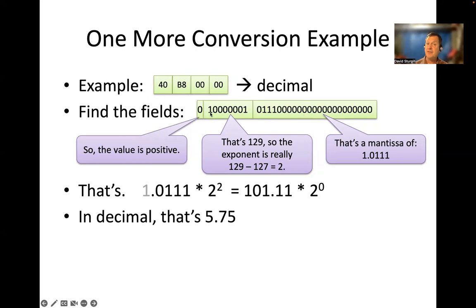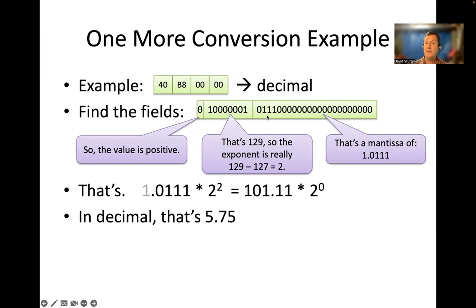The exponent, well, it's 1, 0, 0, 0, 0, 0, 0, 1. That's 129. So that's really 127 bigger than the actual exponent. We stored a number that's 127 larger than the exponent. So if we want to know what the exponent is, we take that 129, subtract 127, and that means our exponent was really 2.